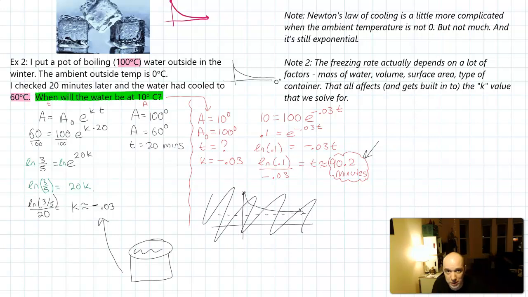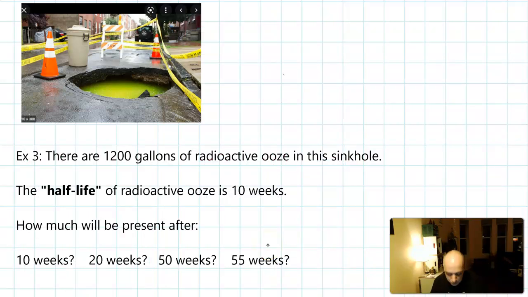Let's look at another situation where you might use exponential growth or decay. Say you're walking around and you find a lovely scenic sinkhole full of radioactive ooze, and somehow you know that there are 1,200 gallons of ooze in that sinkhole. You also, from your previous research, know that the half-life of radioactive ooze is 10 weeks. You'd like to know how much ooze will be present after these time intervals down here at the bottom. Well, first we better talk about half-life and what that means.